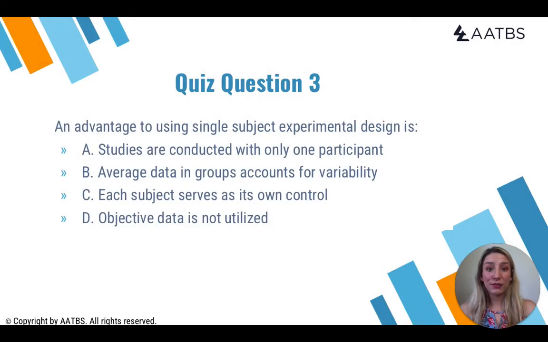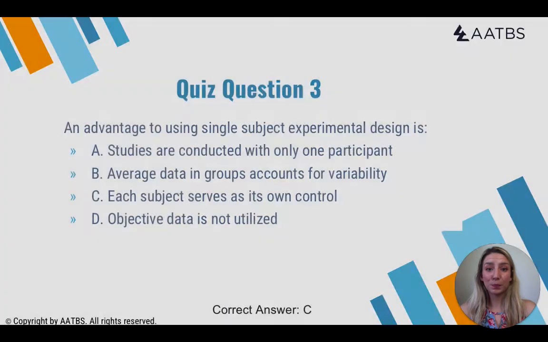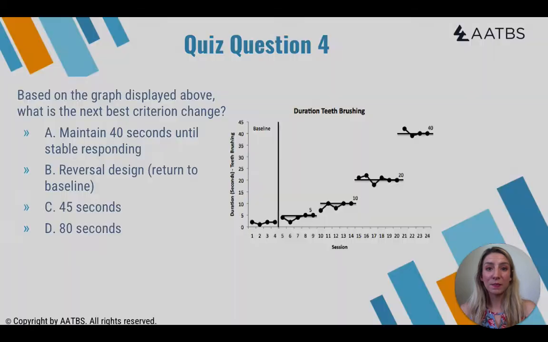So what are we thinking for question 3? Studies are conducted with only one participant. Average data in groups accounts for variability. Each subject serves as its own control, or objective data is not utilized. Ready to see the correct answer? An advantage to using single subject experimental design is that each subject serves as its own control. Answer C.